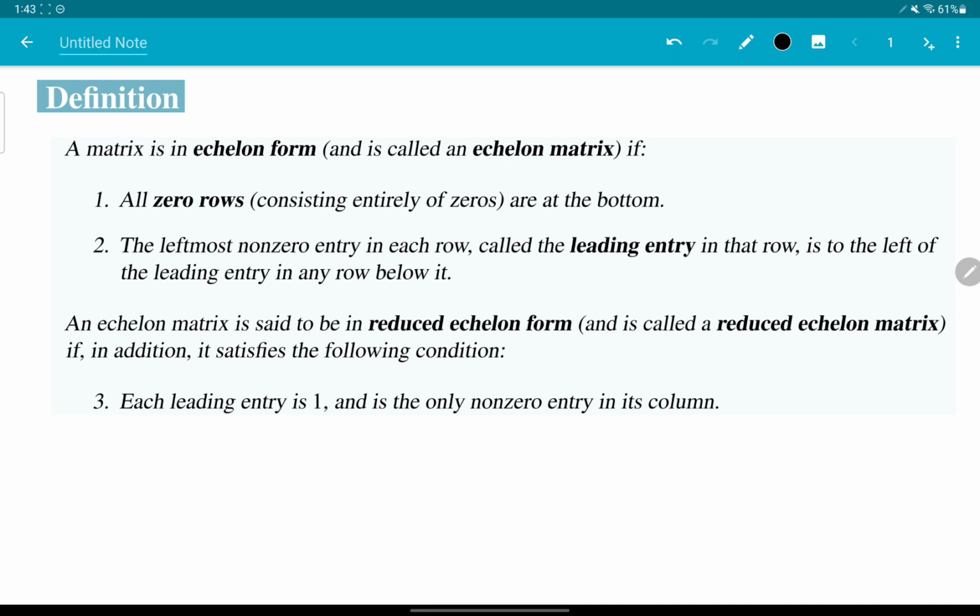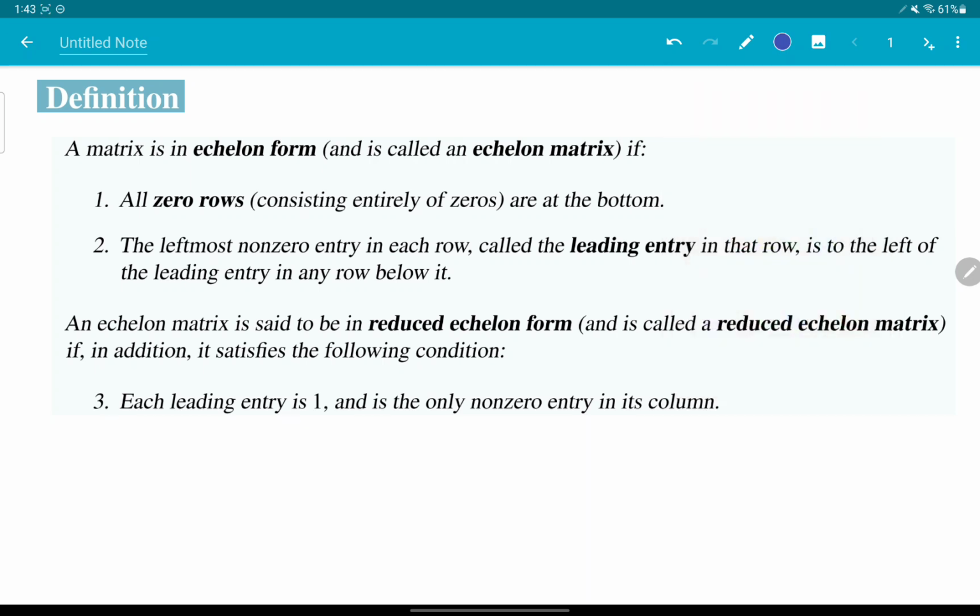Echelon forms and reduced echelon forms. So I know it's annoying, but pause and copy all this into your notes. Pause and copy, pause and copy. Okay, so let's say a few things about this before proceeding.